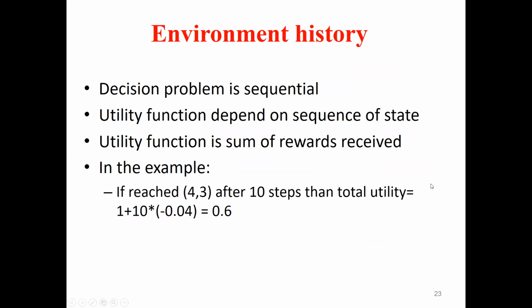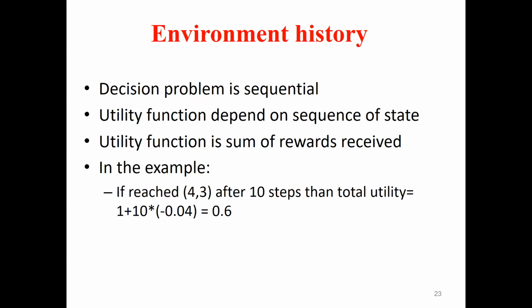Now, then we have environment history. Obviously, what do we mean by it? The sequence of actions that we have taken so far. So the utility function is nothing but the sum of the rewards that have been received during the course of actions that you might have taken. You would be in one state, you got some reward, then you have taken another action, you were in the next state, you got some reward over that state, and so on.